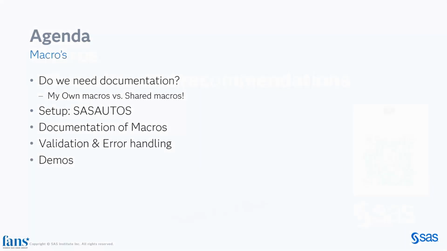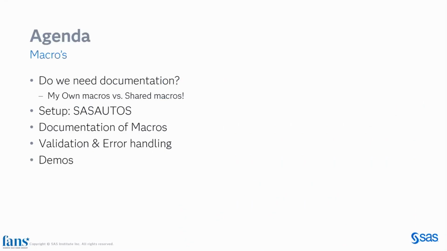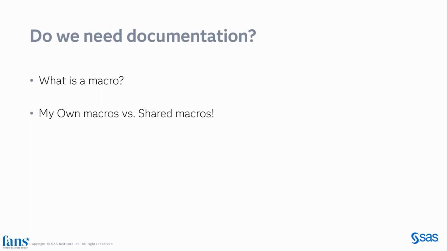Just to go back to the start here, what we do in SAS is, of course, we don't steal a lot, we borrow a lot. This is borrowed from Ole Steen, and he's made a lot of good macros, but sometimes how do you know what they do? Do I have to read through all 1,000 lines of code, or how do you do it? That will be one aspect of what I'll go through.